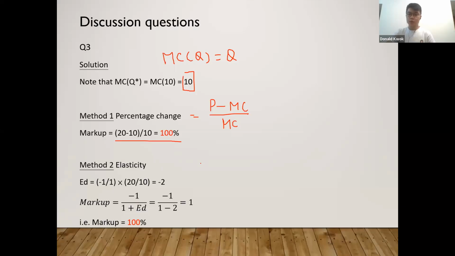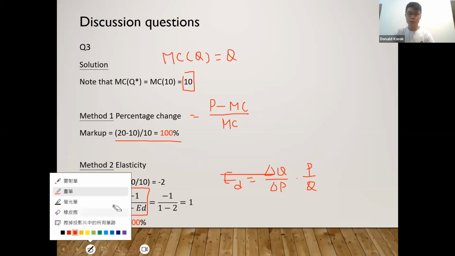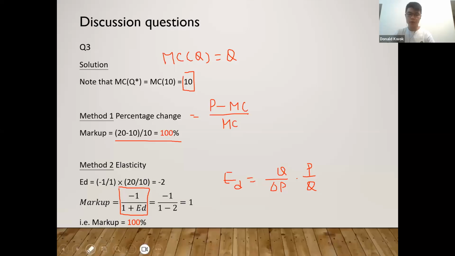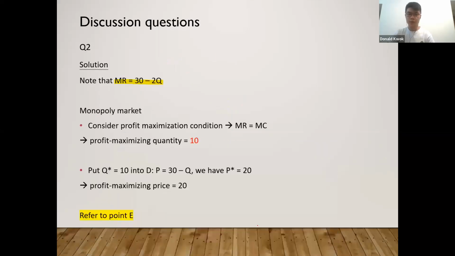How about method 2 about the derived form? Because we need to use the elasticity of demand, this is why we need to calculate that first. Recall that elasticity of demand can be calculated as delta Q over delta P times P over Q. Okay. Delta Q over delta P is simply 1 over the slope of the demand curve. And the slope of the demand curve is actually -1.